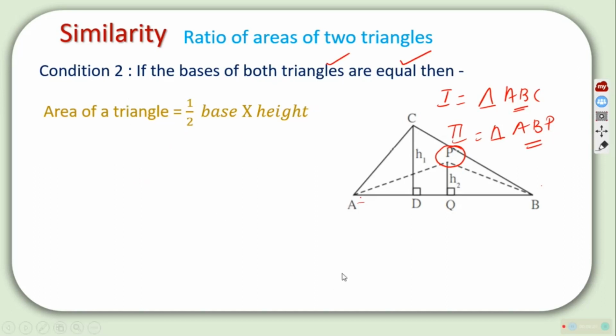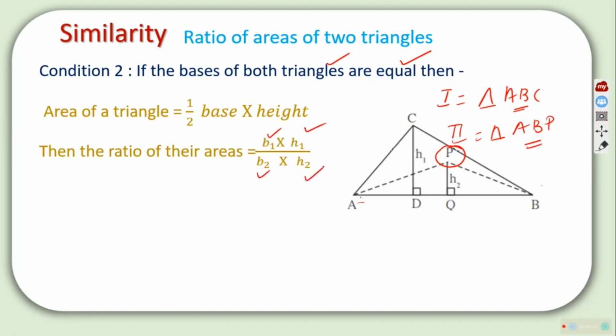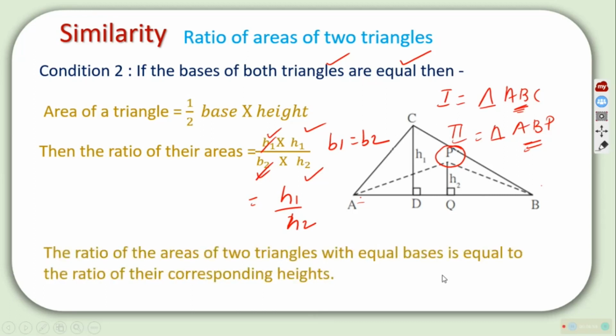Formula same. So in this case what will happen? We will write the same B1 into H1, B2 into H2, where H1 is different, H2 is different, but B1 is equal to B2 because base is same. So ultimately our formula will be H1 upon H2. This will get cancelled. So when bases are equal, then we will compare the corresponding heights. That is another situation when we try to take out the ratio of two triangles.